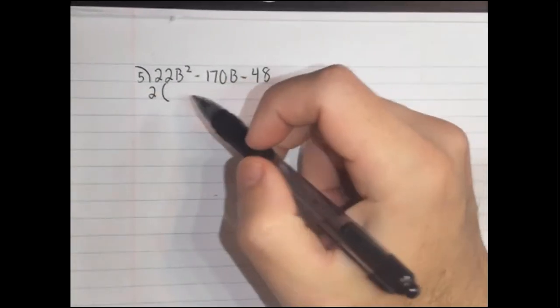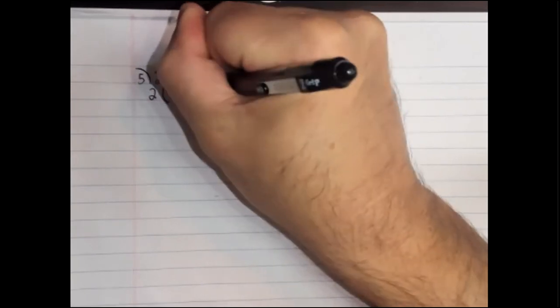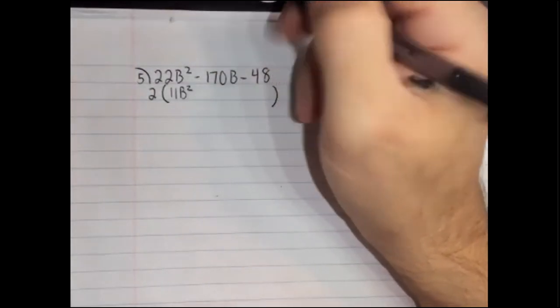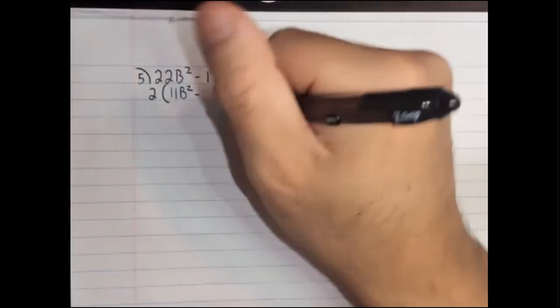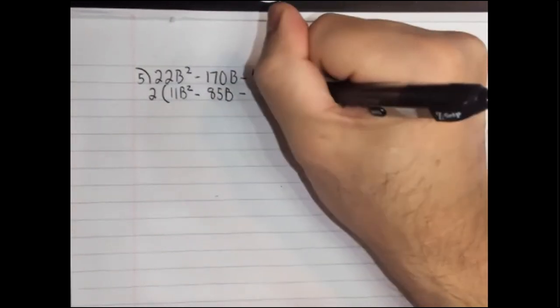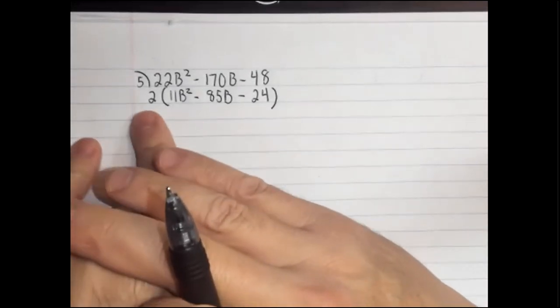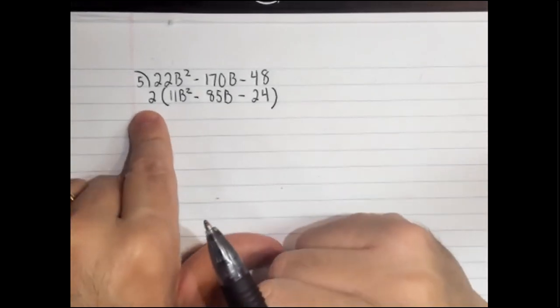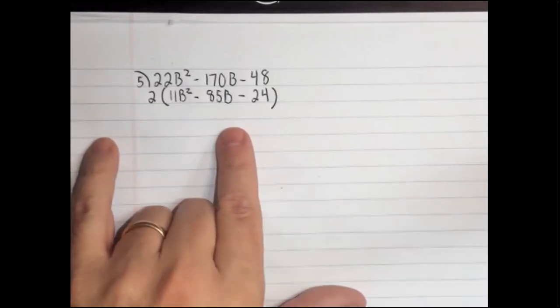All right, so continuing on, once we factor out that 2, we're dividing each of these by 2, so we're going to have 11b squared minus 85b minus 24. Again, don't forget, like I did on that last problem, that 2 is going to be part of our answer. But at this point now, we're going to go a times c.